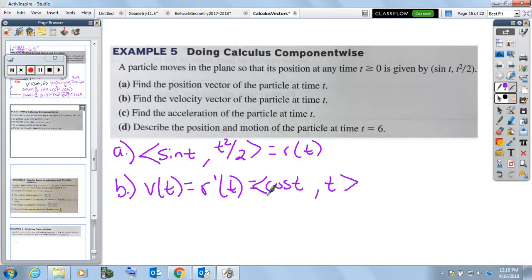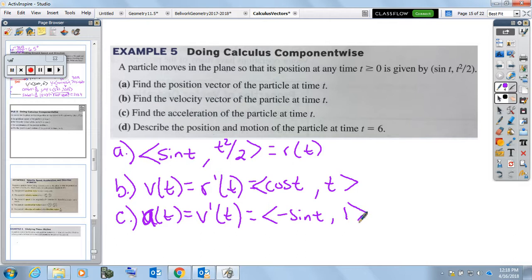Now what about acceleration? For acceleration, we now want the derivative of velocity. I probably should be writing these in terms of vectors, but imagine that these are all vectors, not really functions. Our acceleration is equal to the derivative of velocity here. The derivative of cosine is negative sine of t, and the derivative of t is just 1.